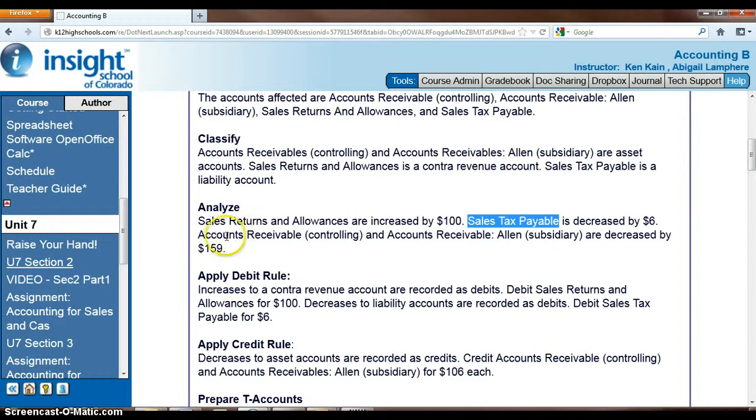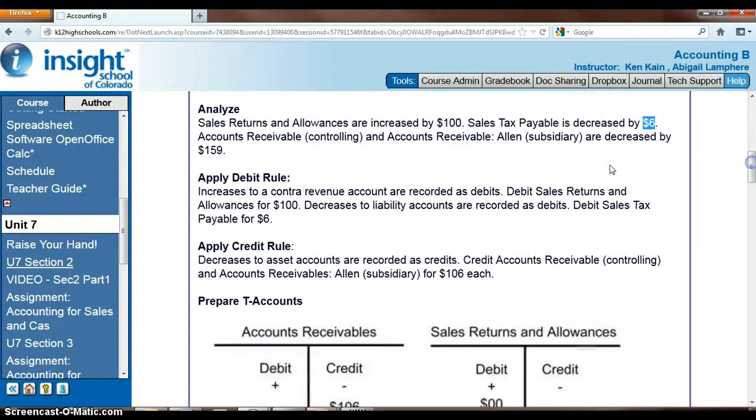So then accounts receivable, the controlling and subsidiary, are decreased by, this should say $106. Not really sure where they got $159, but you guys know what we're doing, it's $106 total. So that's what's going to be given back to his account.